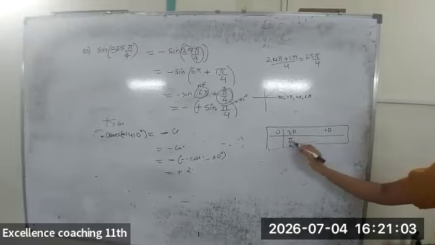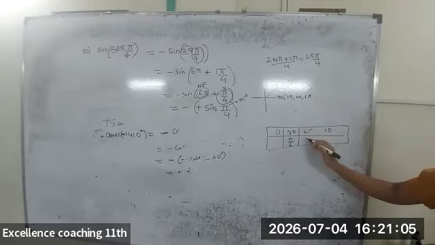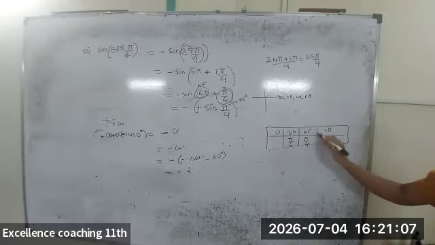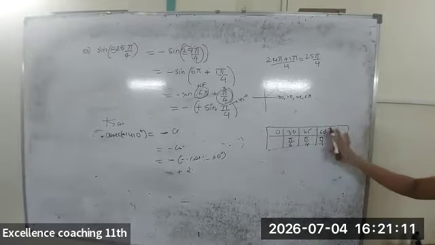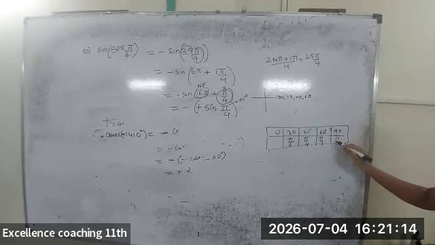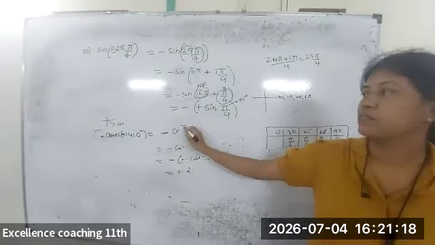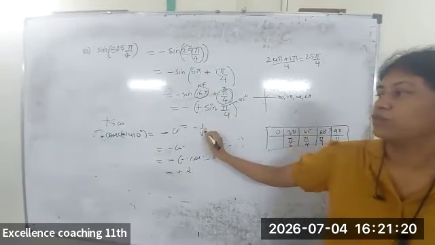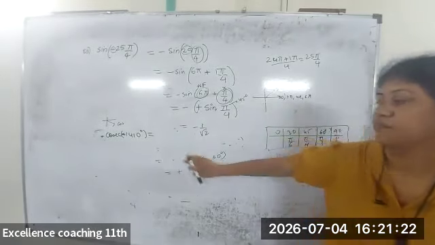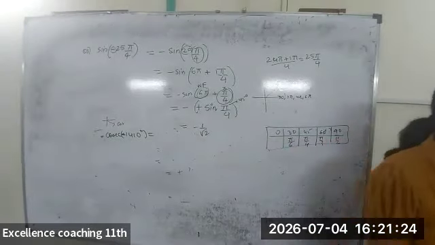30 means how much? Pi by 6. 45, 4 is for 4 only. 60 means pi by 3. Ulta it is, these numbers. And 90 is pi by 2. So pi by 4 means 45 degree. Sine 45 is 1 by root 2. So like this you have to solve.